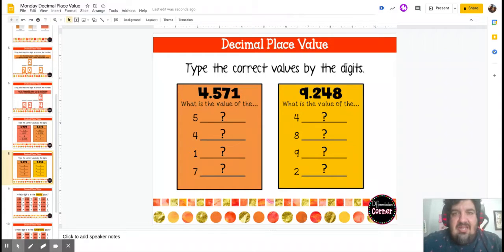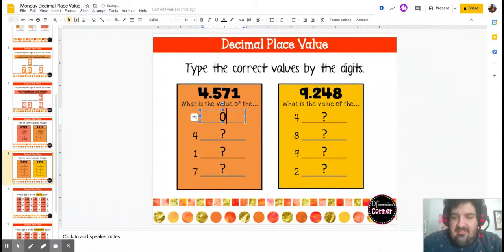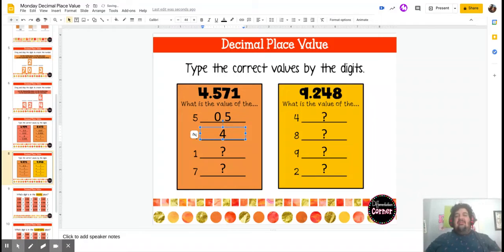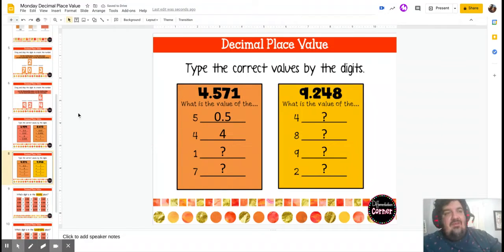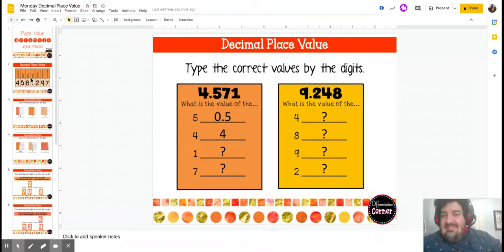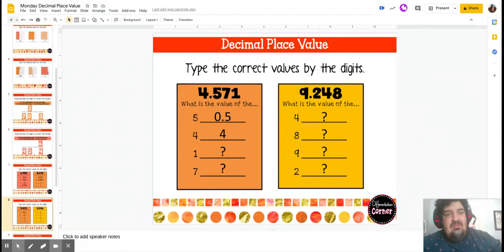Type the correct value. With the 5, let's see. The 5 is in the tens place. So I'm going to put the 0 this time. Some of you are probably like, I want to put the 0. I'm like, okay. But the 4 is in the wholes place. Guess what? That's just 4. You've got this. Again, if you ever need to go back to the first or the second slide, it's going to help you so much.